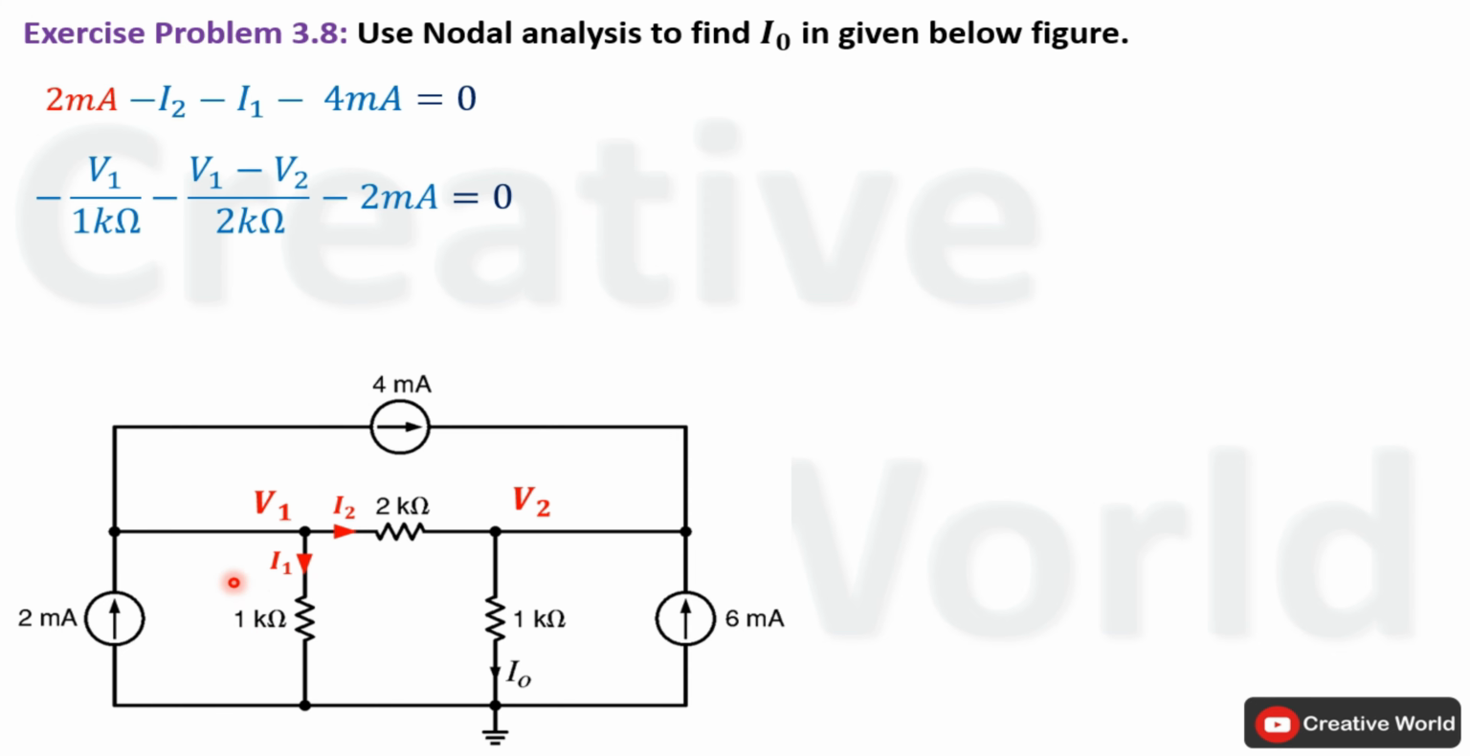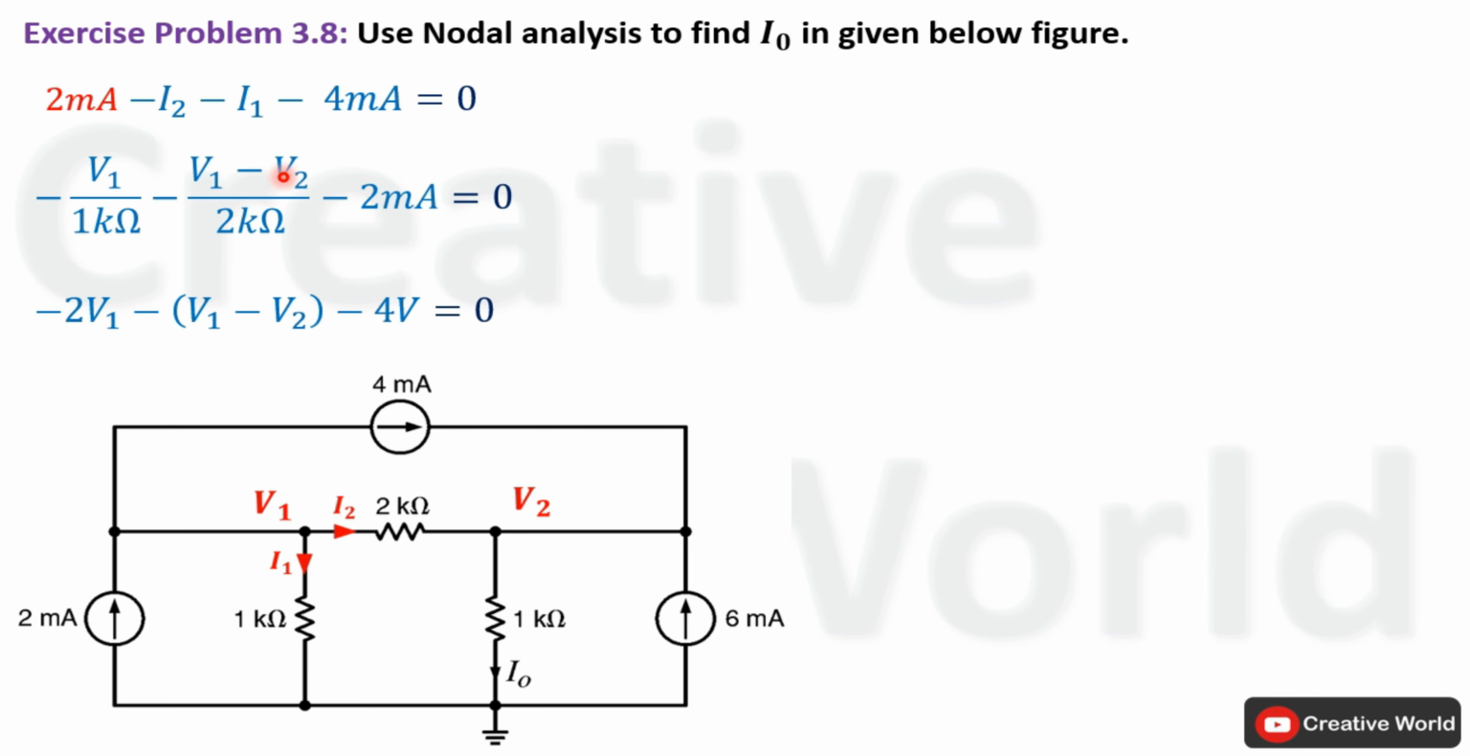Now in order to omit all denominator values, we will multiply this equation on both sides with 2 kilo ohm. Product of 2 kilo ohm and 1 kilo ohm in the denominator will cancel out with each other. Only 2 will be left and that 2 will be multiplied with V1. It will become 2V1. Here the 2 kilo ohm will cancel out with the 2 kilo ohm in the denominator.